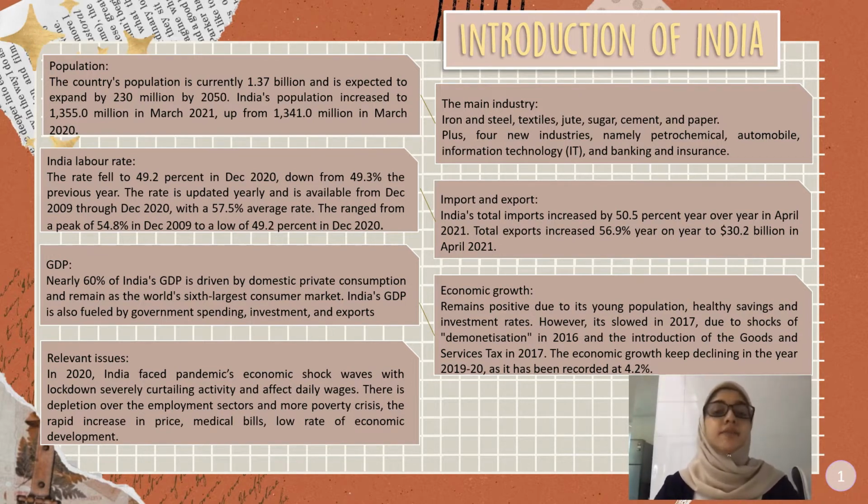The last relevant issue related to India is poverty. In the last few years, India's poverty rate has gradually declined. In 2019, the Indian government noted that 6.7% of its population is below its official poverty margin. So comparatively, we can see that India is always a developing country. However, in 2020, India is considered extremely vulnerable to the pandemic's economic shockwaves, with lockdown severely curtailing activity. Daily wages were hard hit by the pandemic and the poverty line increased rapidly compared to previous years.